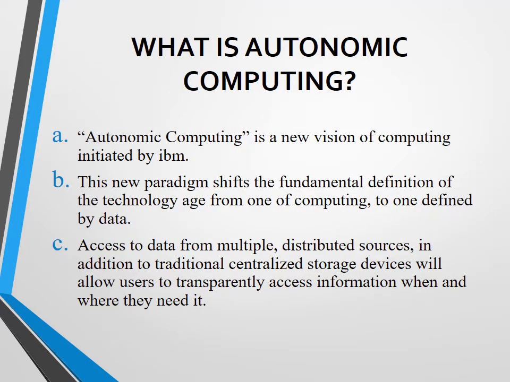So first we need to understand what autonomic computing is. Autonomic computing is a new vision of computing initiated by IBM. This new paradigm shifts the fundamental definition of the technology age from one of computing to one defined by data. Access to data from multiple distributed sources, in addition to traditional centralized storage devices, will allow users to transparently access information when and where they need it.